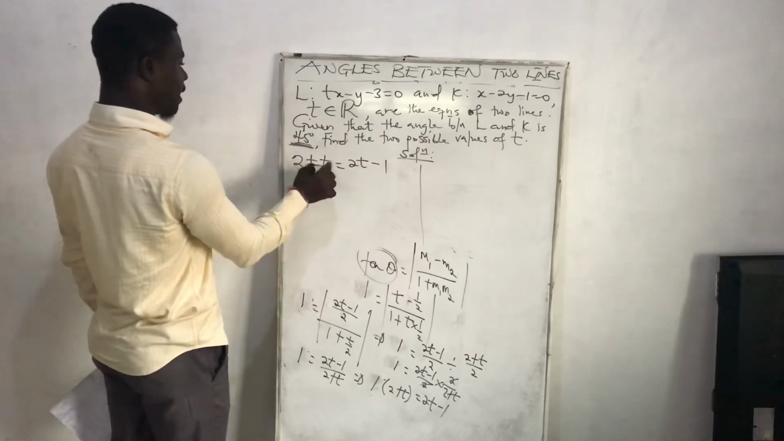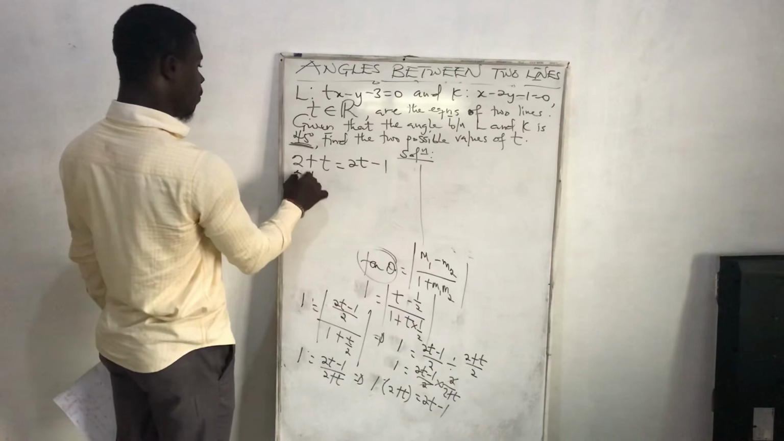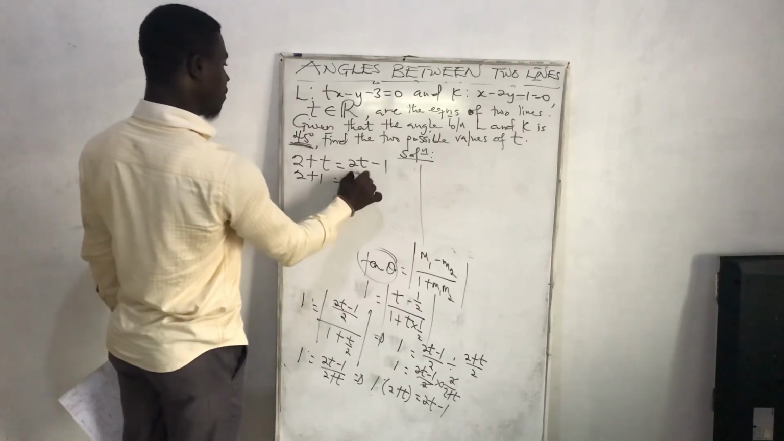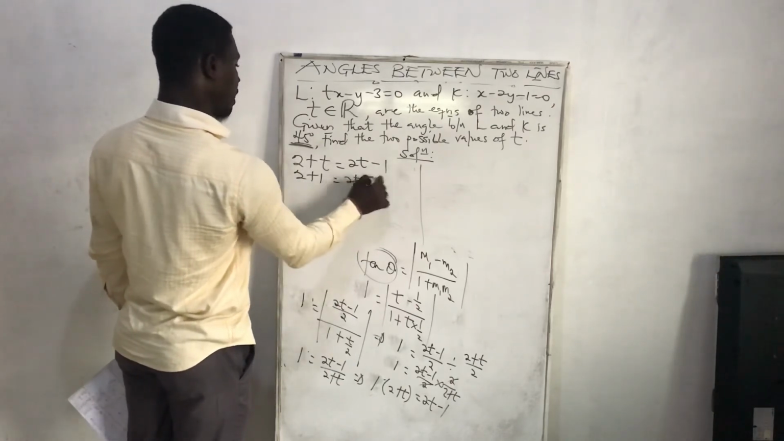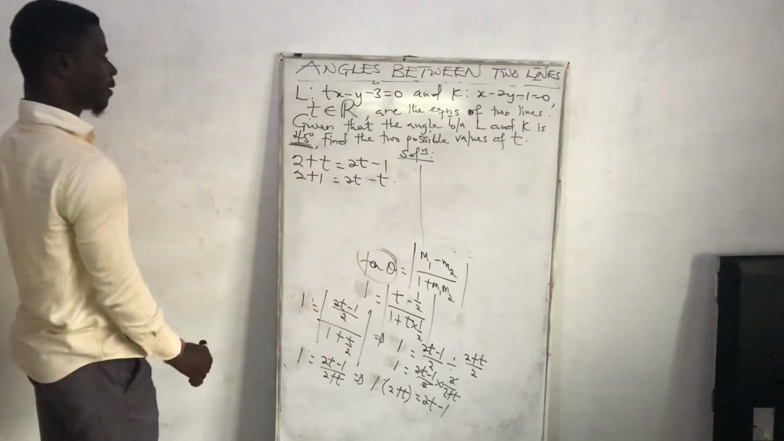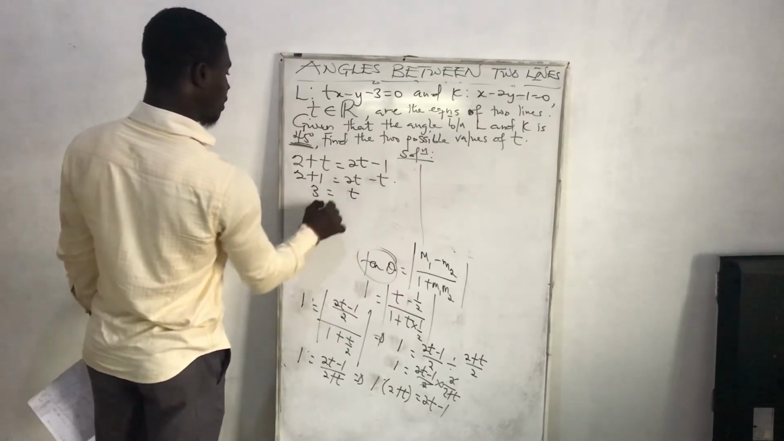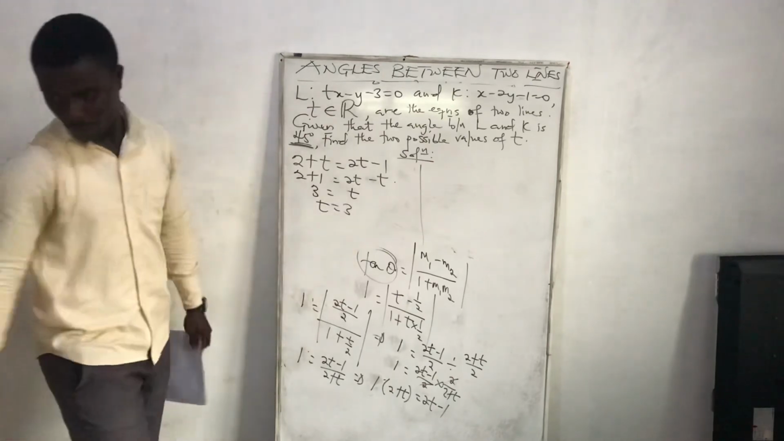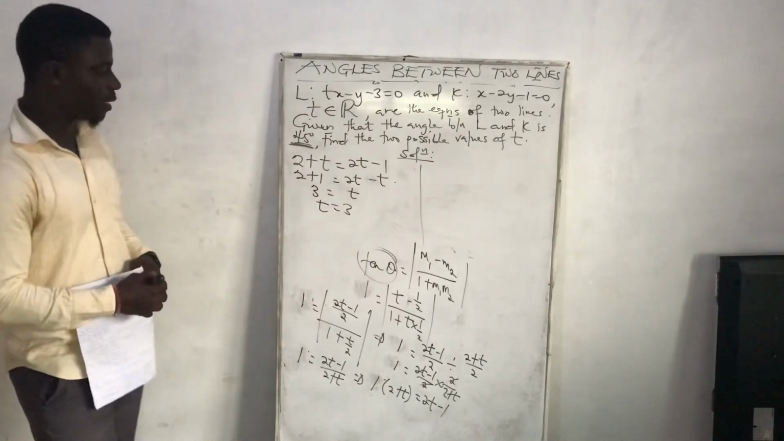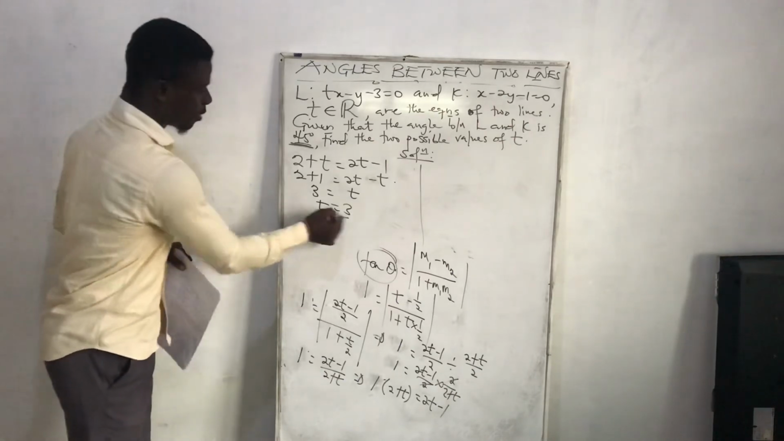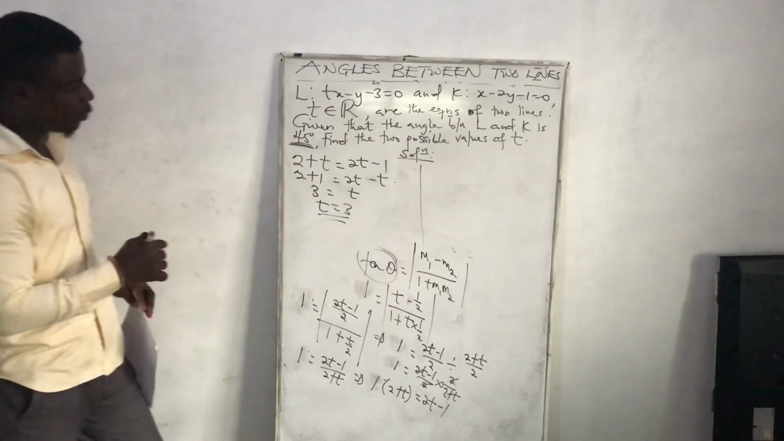Then I group like terms. So I have 2 plus 1 equals 2t minus t, right? So I have 3 being equal to t. So t equals 3 for that. So t equals 3. So now I told you that what?